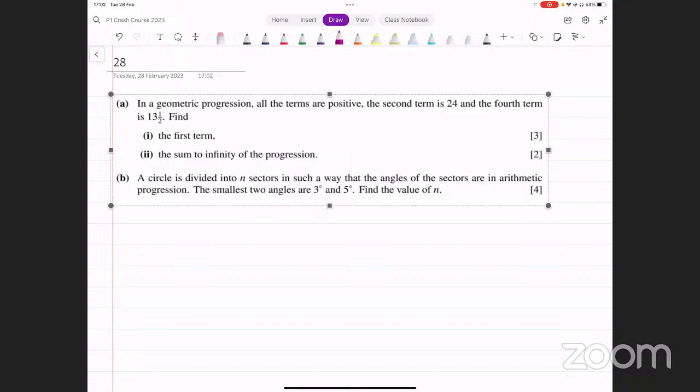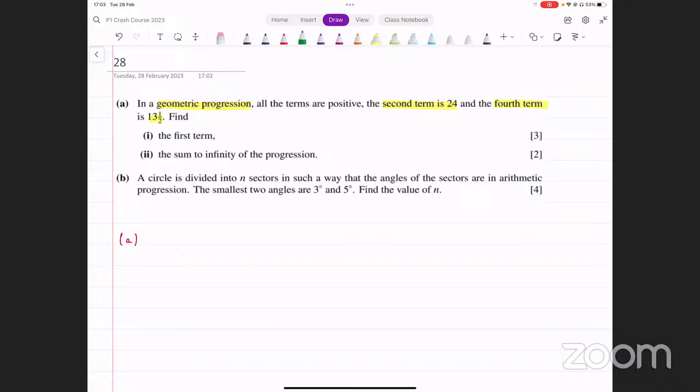So you would already know the stuff from O levels. Okay, let's begin. The first part does not involve circles actually. Let's have a look at the first part. It says in a geometric progression, so in a GP, all the terms are positive. The second term is 24, and the fourth term is 13.5. We need to find the first term.